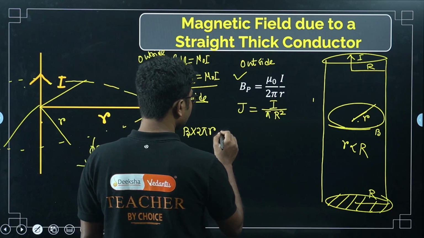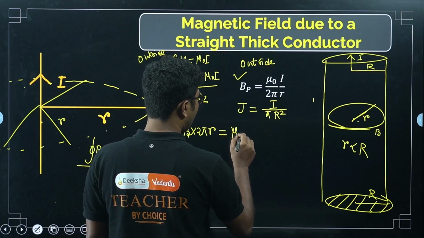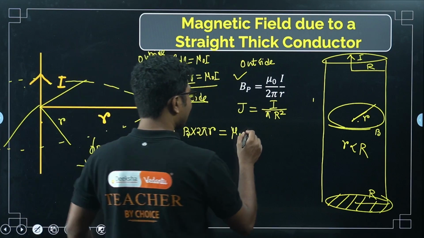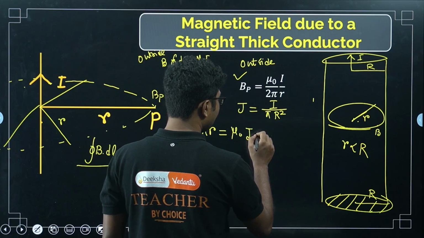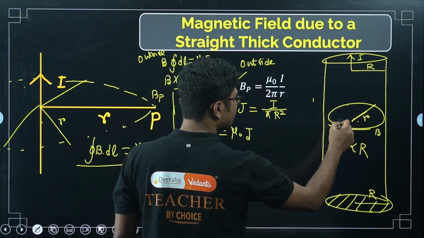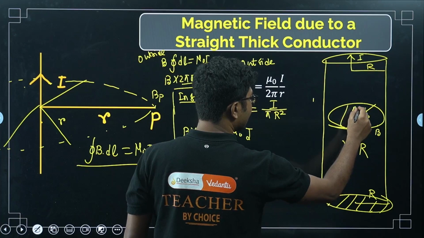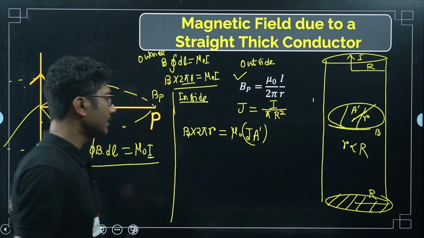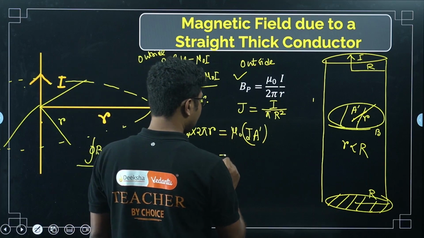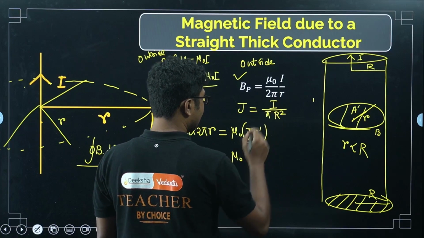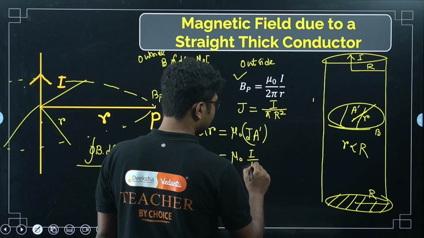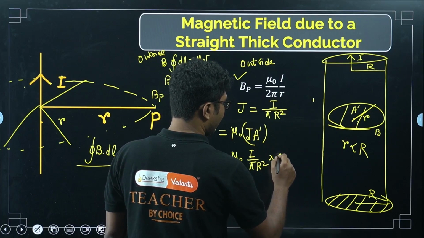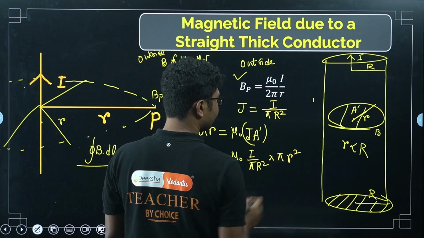Now mu naught I is no longer the total current I, but it is the current density times the surface area of this. Say the surface area of this is A dash, so J times A dash. This is the new current. Now what is J? J is I by pi R square, obviously. And what is A dash? A dash is pi small r square.